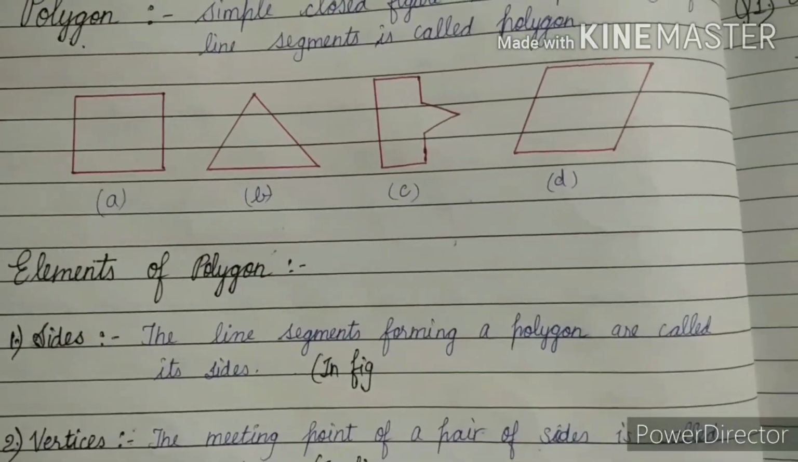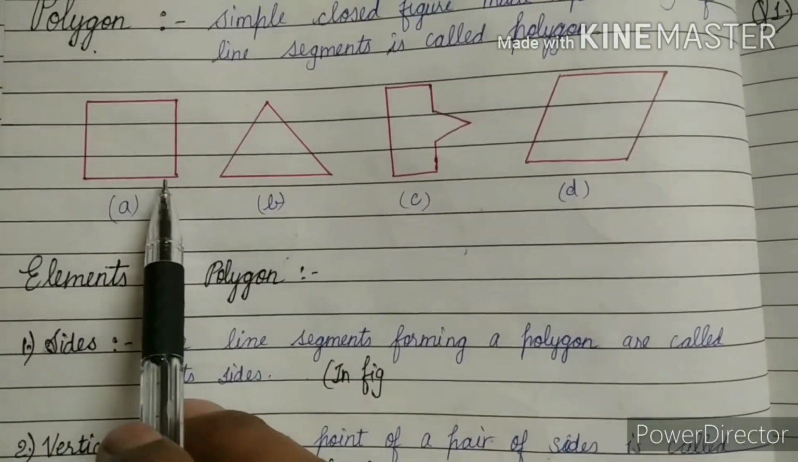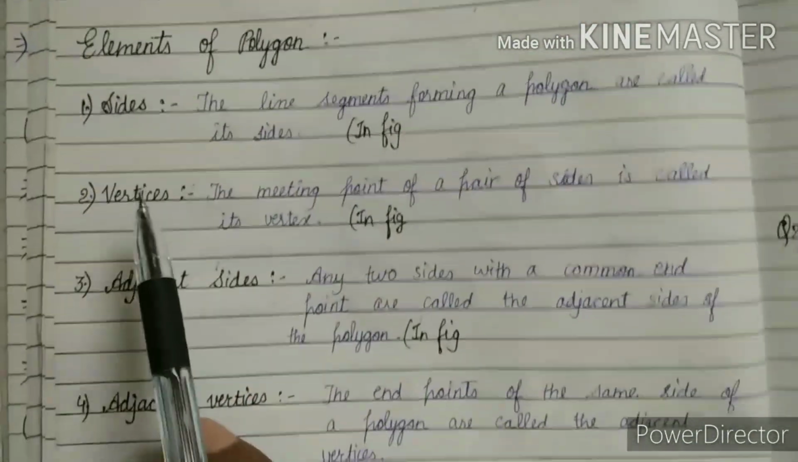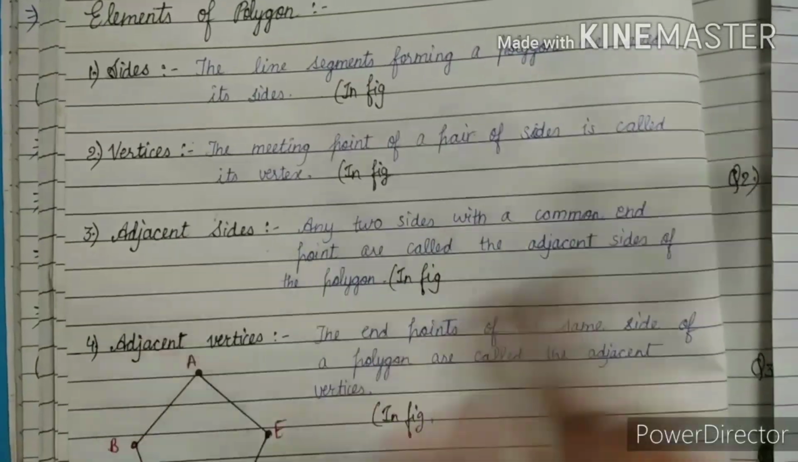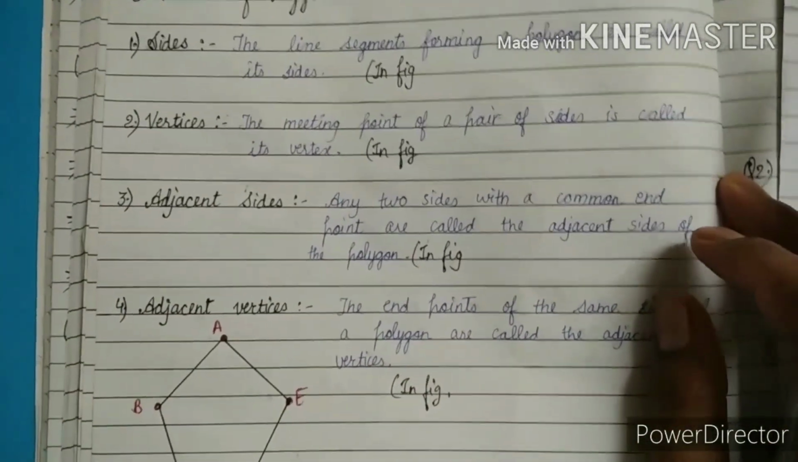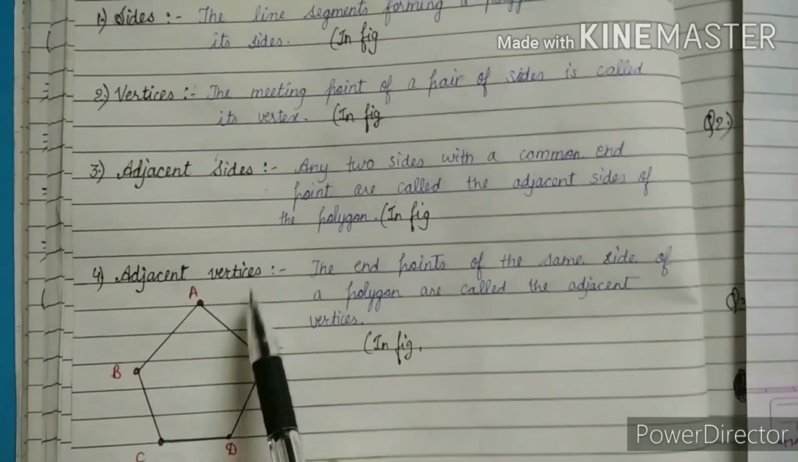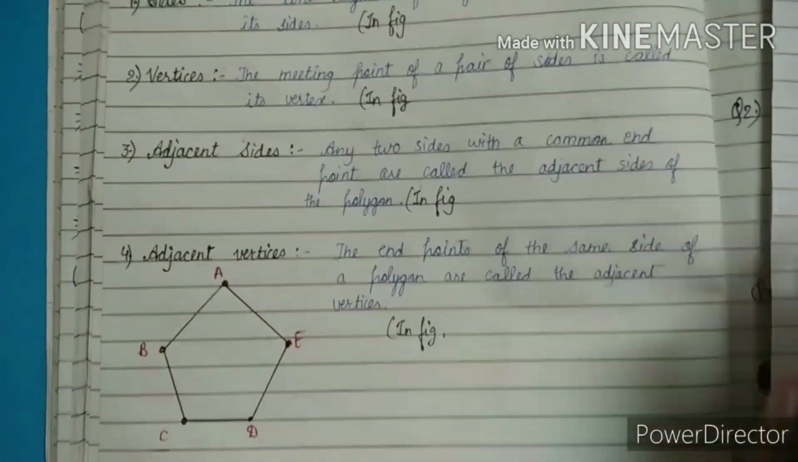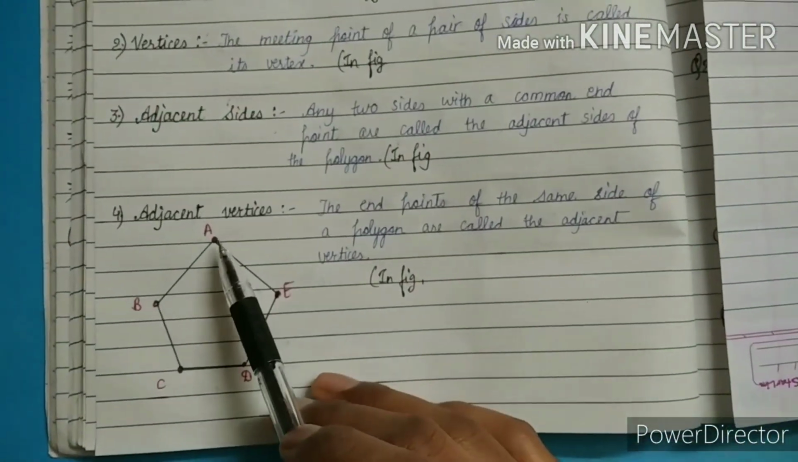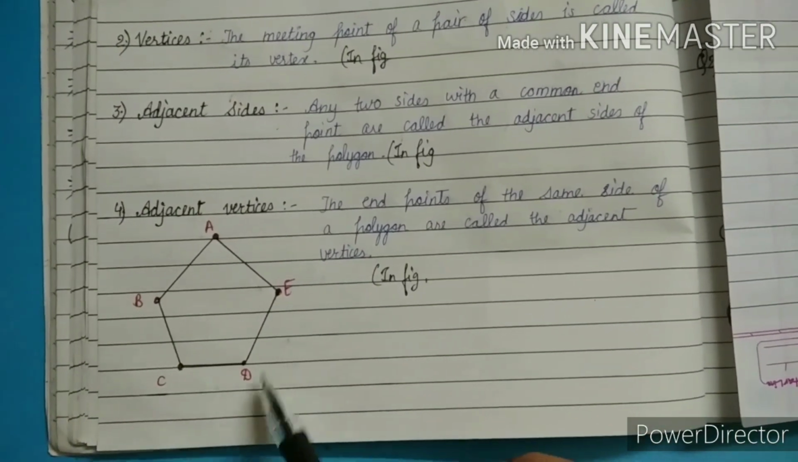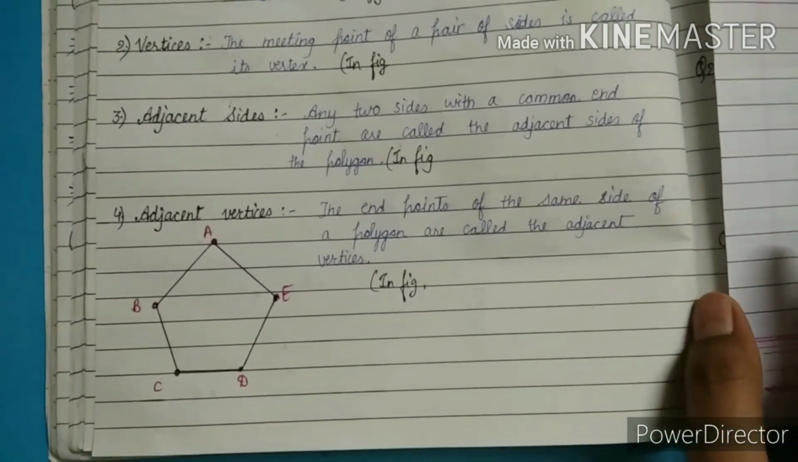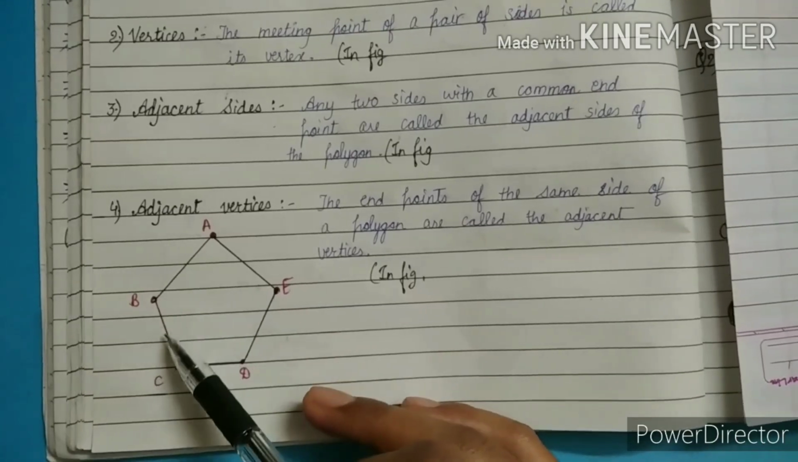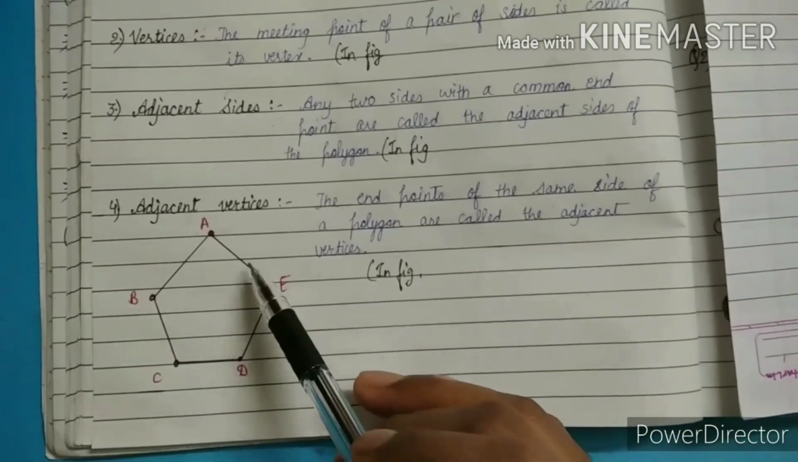Elements means those things which are important in any polygon. First is sides, next is vertex, third is adjacent sides, fourth is adjacent vertex. For explaining these four, I have drawn one figure. The figure name is A, B, C, D and E. The figure has 5 sides: 1, 2, 3, 4, 5.